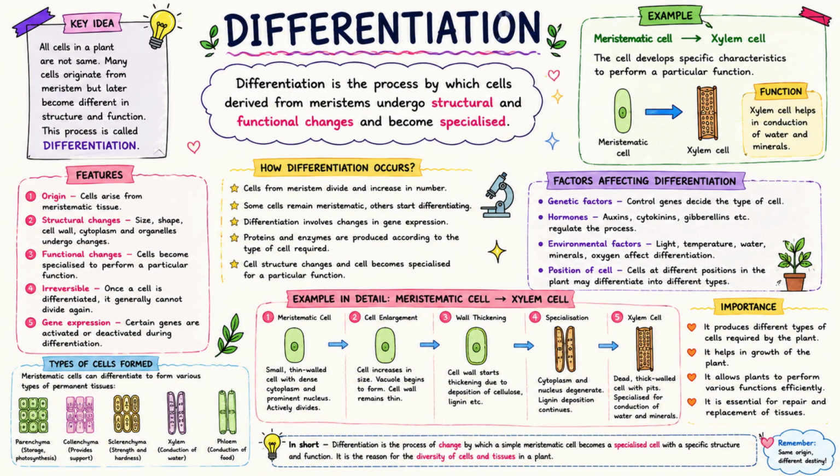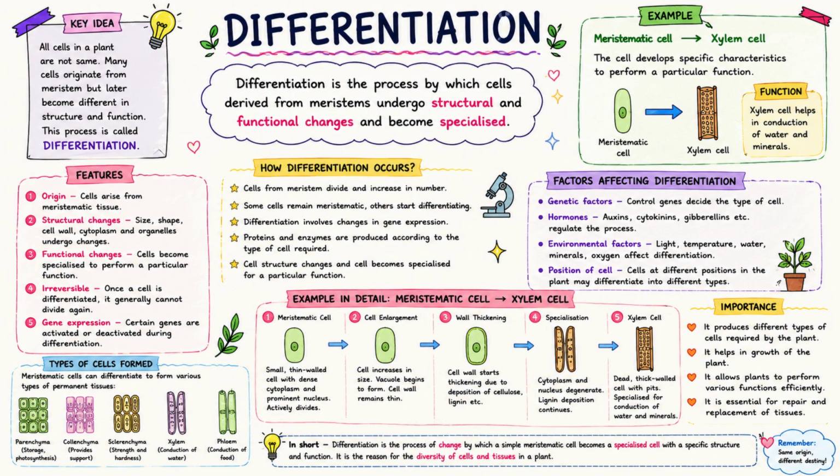Differentiation is the process by which cells produced by meristematic tissues change their structure and function and become specialized to perform a specific role in the plant. For example, a meristematic cell can develop into a xylem cell. During this process, the cell undergoes several changes in its size, shape, structure, and internal organization. A xylem cell develops specialized features that help it transport water and minerals from the roots to other parts of the plant. In simple words, differentiation means that a general cell changes into a specialized cell with a specific function.